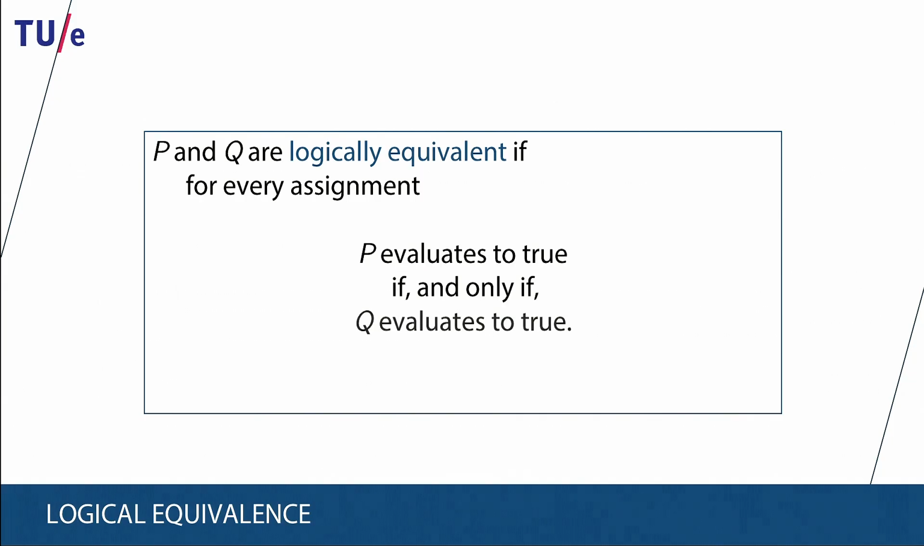Here's the definition of logical equivalence for predicates. Predicates P and Q are logically equivalent if for every assignment P evaluates to true if and only if Q evaluates to true. You may observe that the definition of logical equivalence for predicates only deviates from the definition of logical equivalence for propositions in that P and Q are understood to be predicates rather than propositions. For the rest, the definitions are literally the same. For logical equivalence on predicates, we also use the same notation as for logical equivalence on propositions.